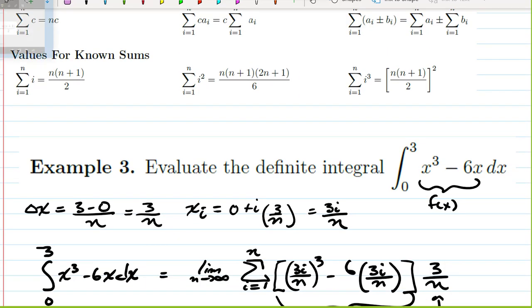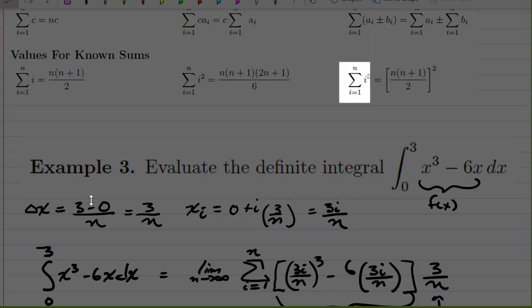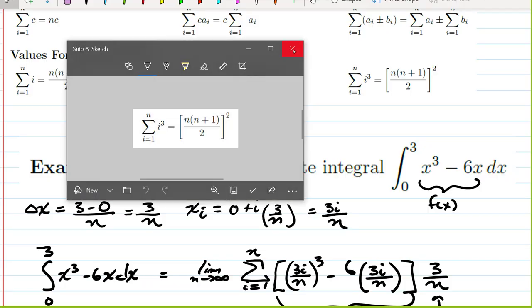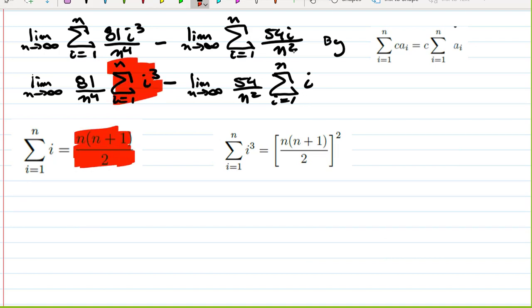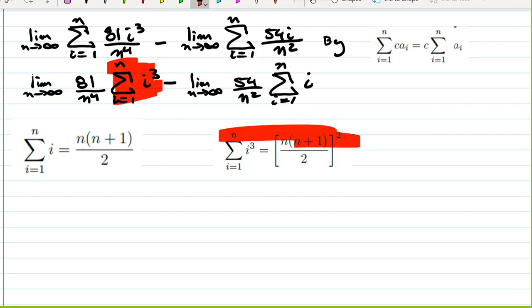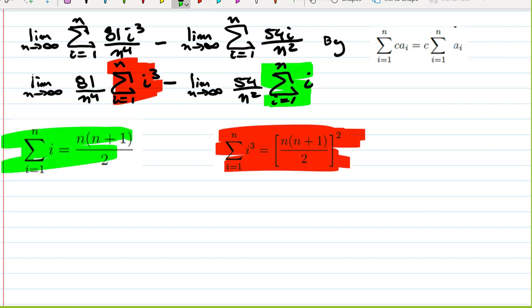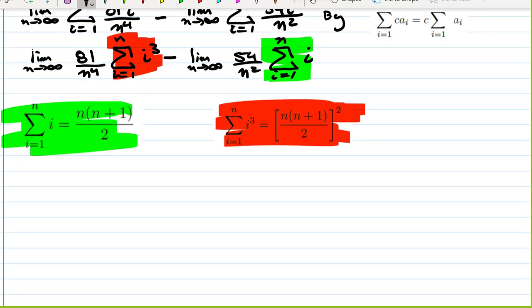And we have this value. So then this sum is going to be equal to this, and this, I did that backwards. This sum is going to be equal to this, and this sum is going to be equal to this. So we replace them with what they're equal to.